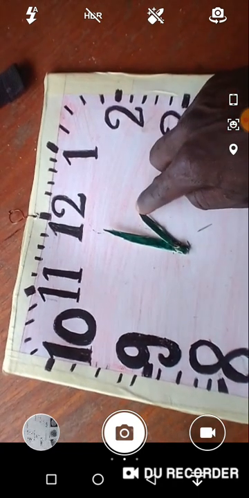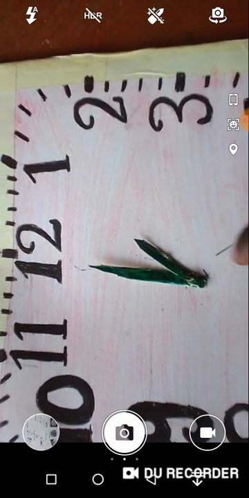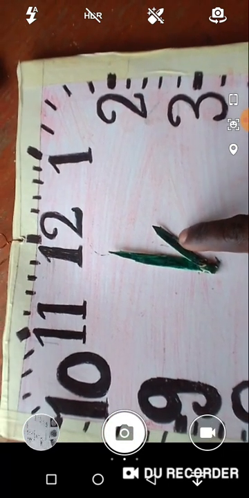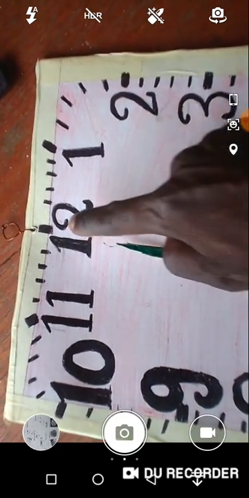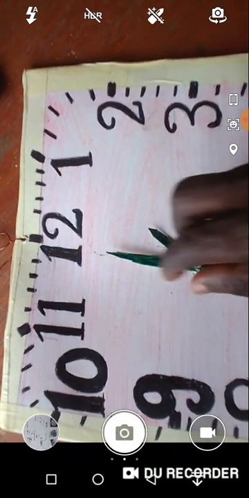This is 1 o'clock. It is 1 o'clock. Once the short one is at 1, the long one is at 12. Therefore, it is 1 o'clock.